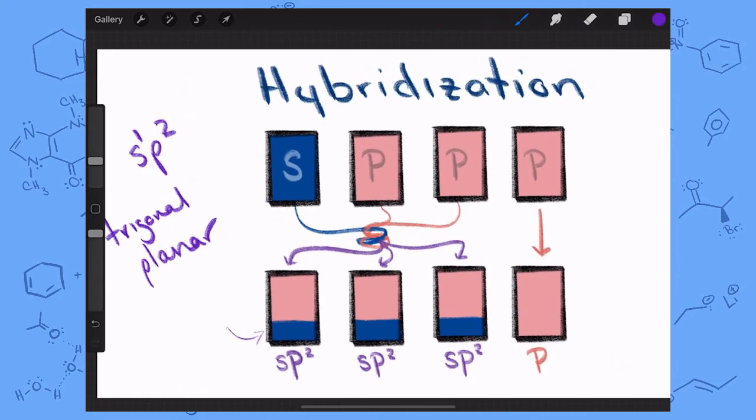Any atom that's trigonal planar is sp2 hybridized. Any atom that's sp2 hybridized has these 4 orbitals. It has 3 sp2 orbitals and 1 unhybridized p orbital every single time. It doesn't matter what the atom is.